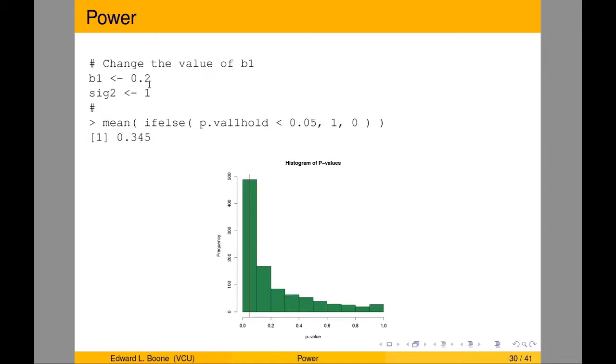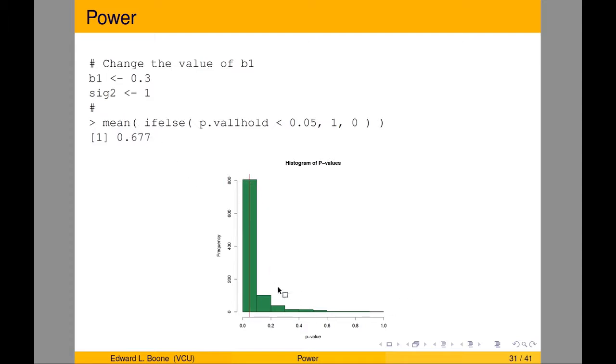If I do 0.2, still sig2 equals 1, run all of that again, I get 0.345. Now, remember, we're doing this via randomization, right? We're randomly generating data. So your answers might differ from mine, and they probably will. But if by chance they're the same, well, great. Okay, so notice that the power is going up as we are increasing B1. Move it to 0.3. Now my power's up to 2/3, or 0.677.